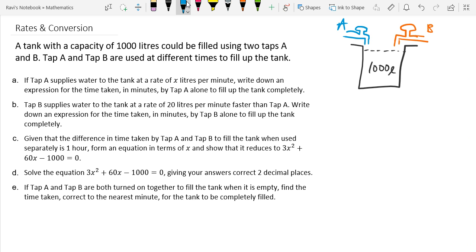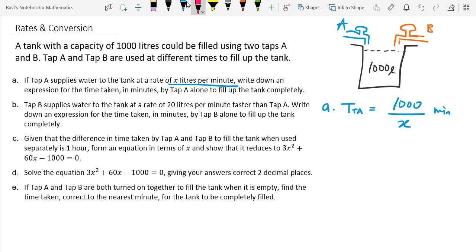So in part A, okay, we are told that if tap A supplies water to the tank at a rate of X liters per minute, write down an expression for the time taken. So the time taken for tap A will be given as the total volume over the rate. So 1,000 liters over the rate, which is X liters per minute. So that is the time taken for tap A to completely fill up the tank. Okay, so again, this unit will be in minutes here.